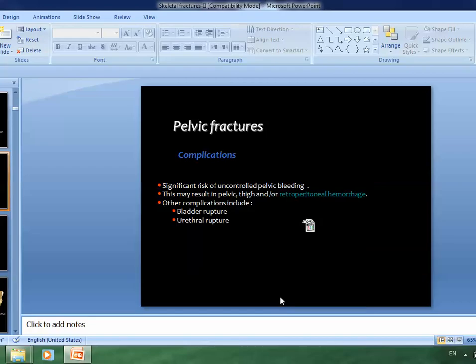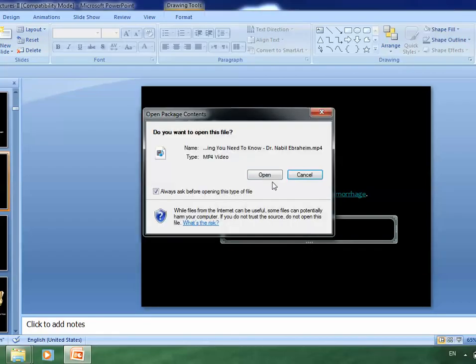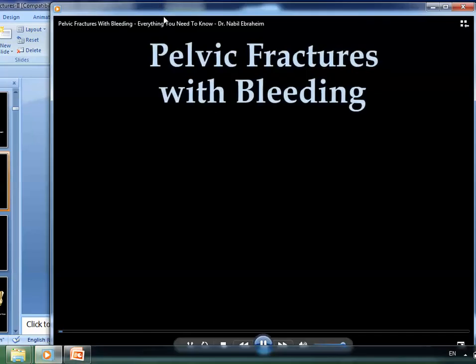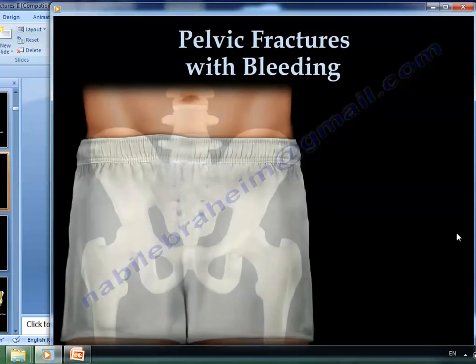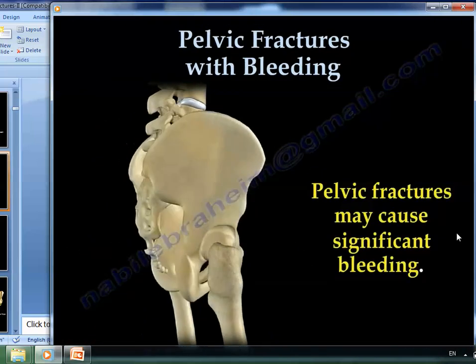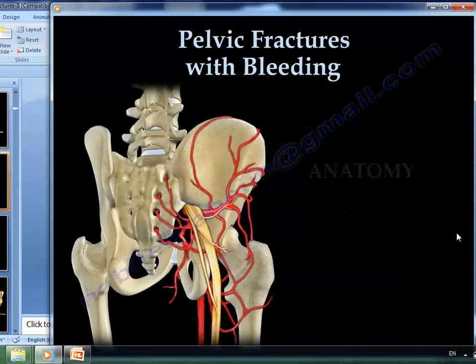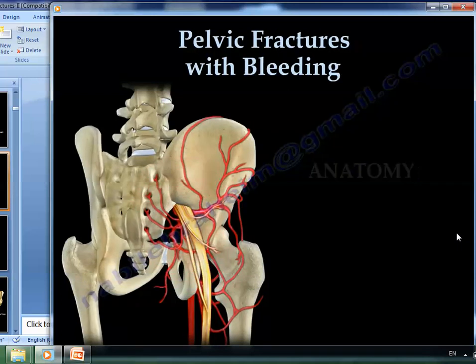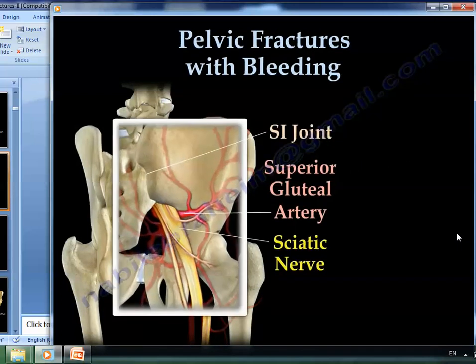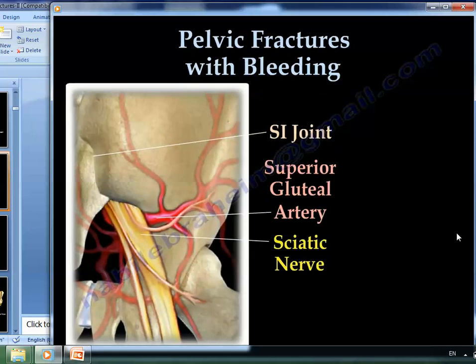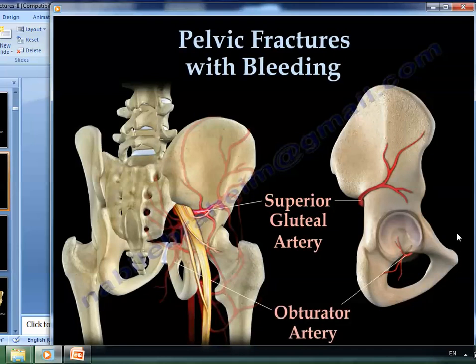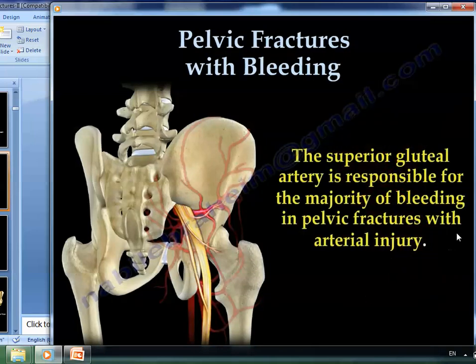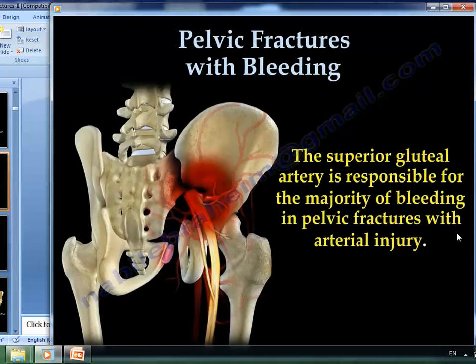And I think this video will also emphasize this important knowledge for you: pelvic fractures carry a risk of major bleeding. Pelvic fractures may cause significant bleeding. The sacroiliac joint has important anatomy to the superior gluteal artery and to the sciatic nerve. In addition to the superior gluteal artery, there is an important obturator artery in the vicinity of the pelvic bone. The superior gluteal artery is responsible for the majority of bleeding in pelvic fracture with arterial injury.